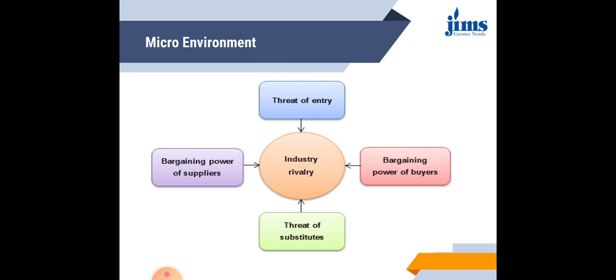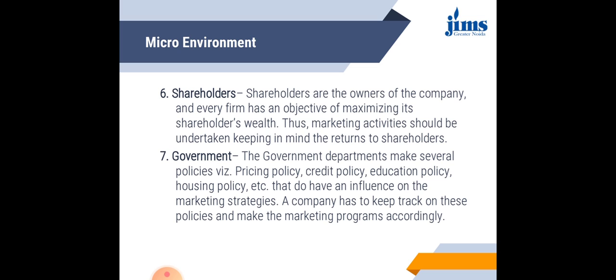Now let's move on to the 6th aspect of microenvironment, that is the shareholders. Shareholders are basically the owners of the company. So business has to be done in such a way that the shareholders' wealth can be maximized, because shareholders have a direct interest in the profits of the organization. Therefore, whatever objectives or interests the shareholders have in the business have to be kept in mind while doing the business, because ultimately they have invested money, and from that investment they are expecting a good return at regular intervals.